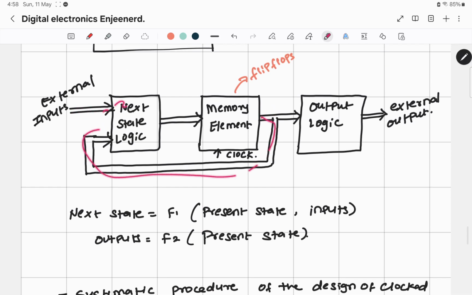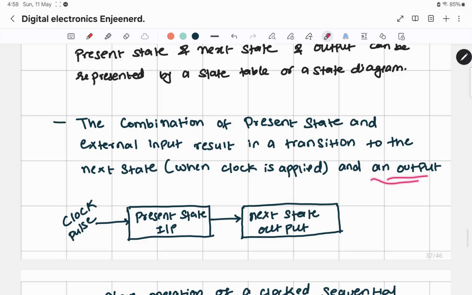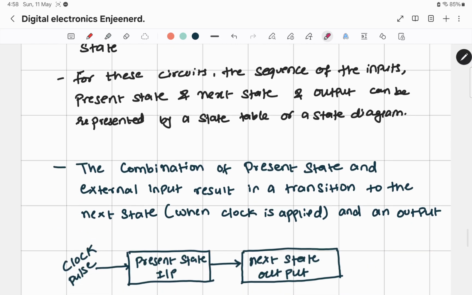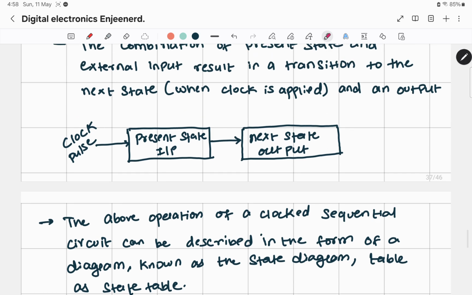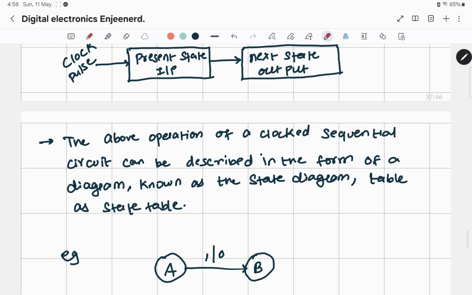From the memory and the external input, I will get a next state, and depending on this, I will also get an external output, the output logic here. So this is your present state and this is your next state. When I apply a clock pulse to the present state, I will move on to the next state.